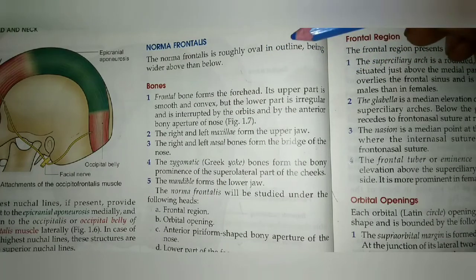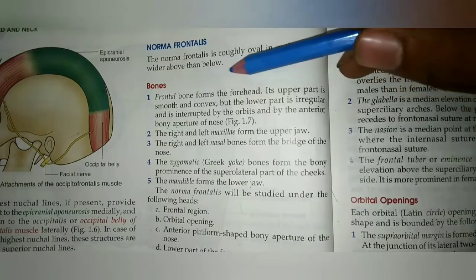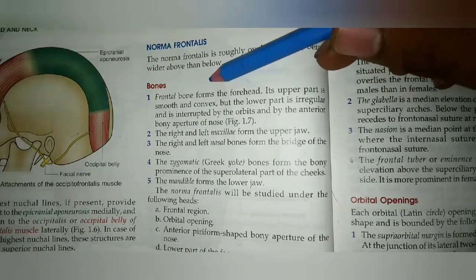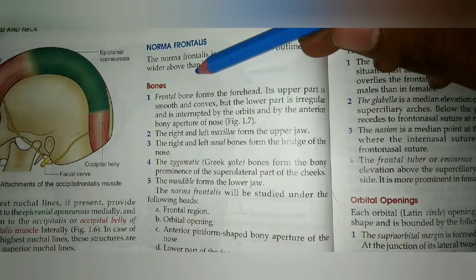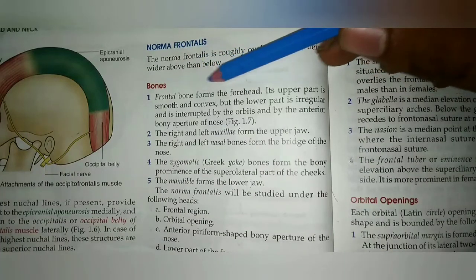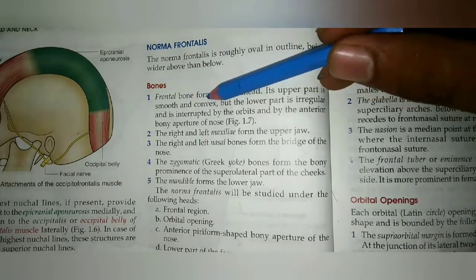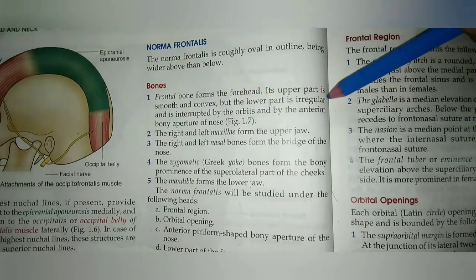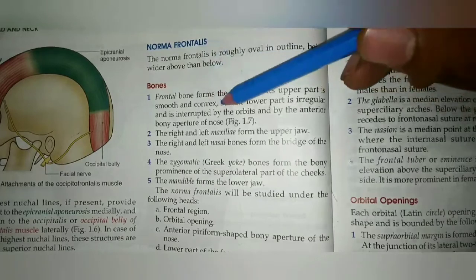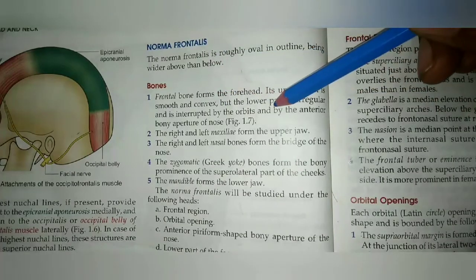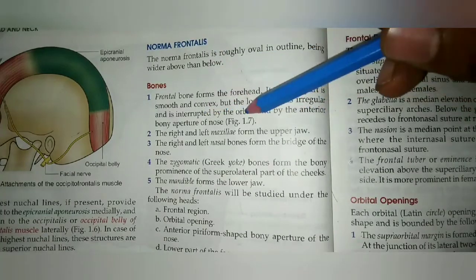The Norma Frontalis is roughly oval in outline, being wider above than below. It consists of various bones. The first one is the frontal bone, which forms the forehead. Its upper part is smooth and convex, but the lower part is irregular and is interrupted by the orbits and by the interior bony aperture of nose.